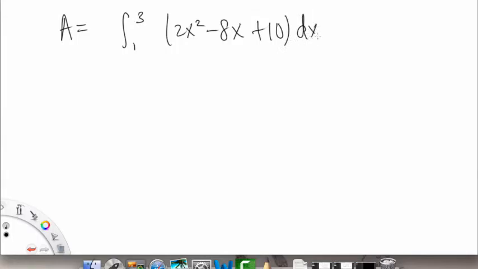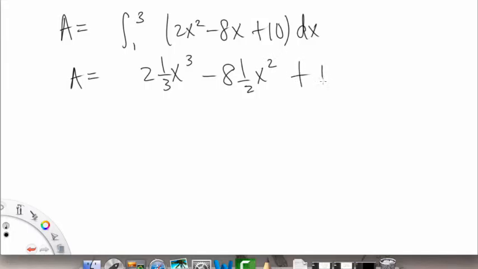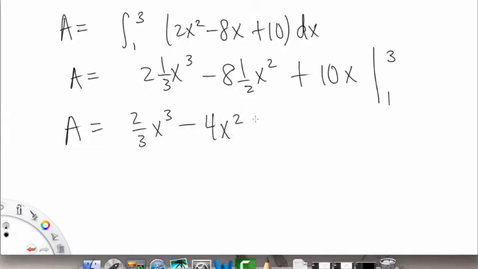So far we have area is equal to the integral from 1 to 3 of 2x squared minus 8x plus 10, and then dx. So we're just going to integrate like normal here. So we get 2 times x to the third, 1 over 3 comes in front, minus an 8, and then we have x squared, 1 over 2 in the front from the power rule, and then 10x. And we're going to evaluate this from 1 to 3. Okay, so the area is going to be given by 2 over 3 x to the third minus 4x squared plus 10x, evaluated from 1 to 3.